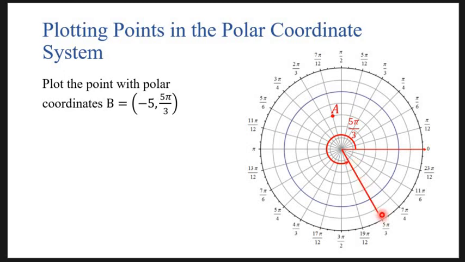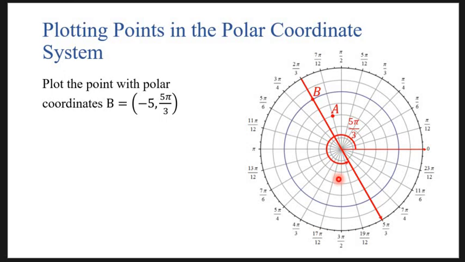So now I need to go 5 units, but not along this terminal side. I actually need to extend this terminal side to make a straight angle. So here's the straight angle, and this is where I'm going to graph the point, on this line segment here that's 180 degrees or pi radians away from the terminal side of 5 pi over 3. So I'm on this line segment and I need to be 5 units away from the pole. So that's 1, 2, 3, 4, 5. This is where the point is going to be.